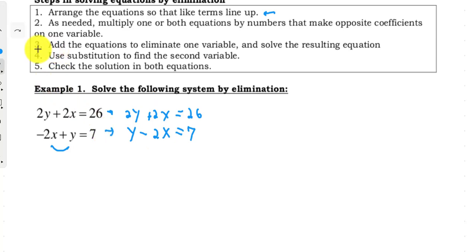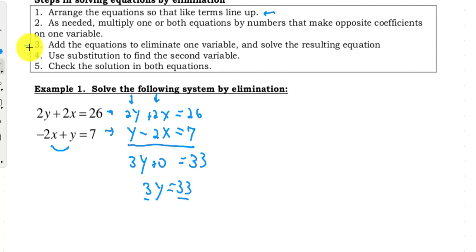Step 3 says add the equations to eliminate one variable, right? So because I have opposite coefficients in x, when I add these together, 2y plus 1y is 3y, 2x minus 2x is 0, and 26 plus 7 is 33. So you're left with 3y equals 33. And if I divide both sides by 3, you get y equals 11.